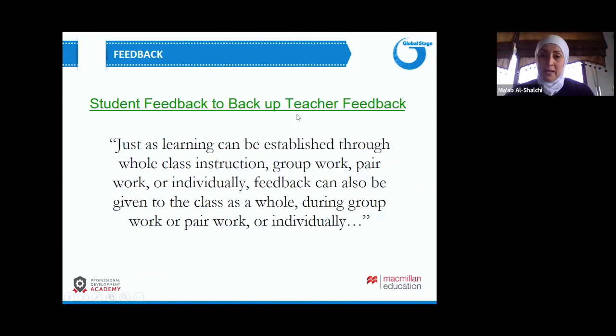Students' feedback to back up the teacher feedback: just as learning can be established through whole class instruction, group work, pair work, or individually, feedback can also be given to the class as a whole, during group work or pair work, or individually. And so we all know that we need to apply it more in the classroom. And with Global Stage, you will be able to do that because you have so many activities that support this.